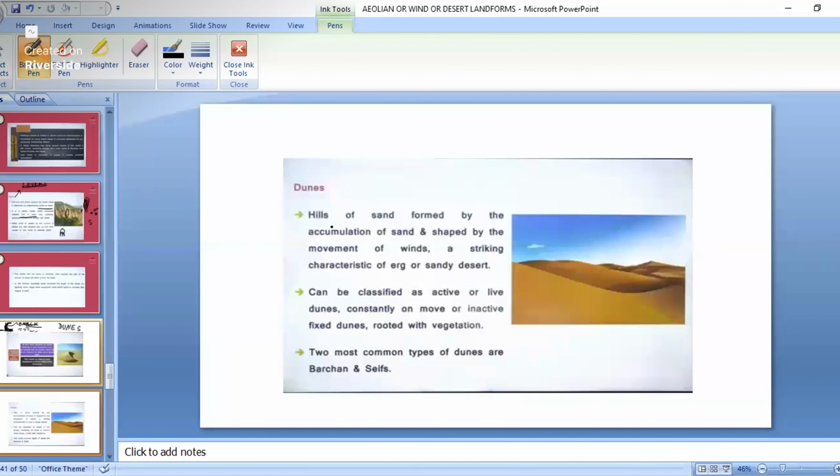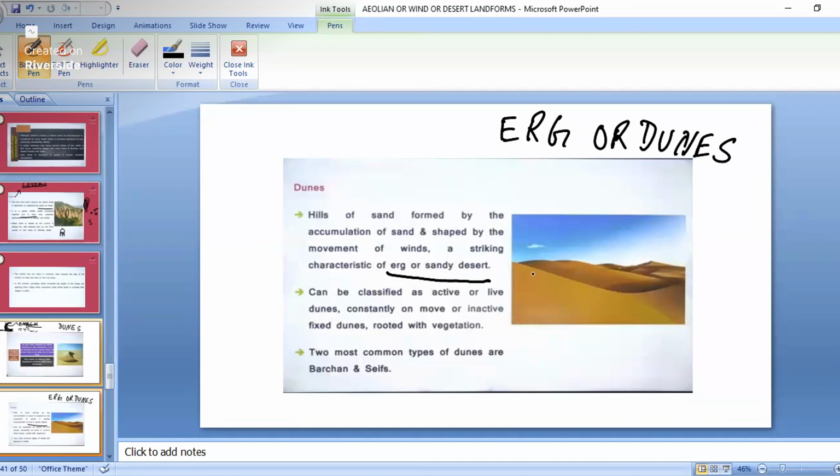Dunes are hills of sand formed by the accumulation of sand and shaped by the movement of winds. That is a striking characteristic of an erg, or sandy desert. Don't get confused, erg or dunes, both are the same. The most common types are the Barchan and Seif dunes.